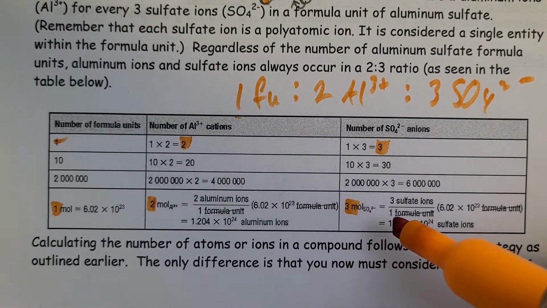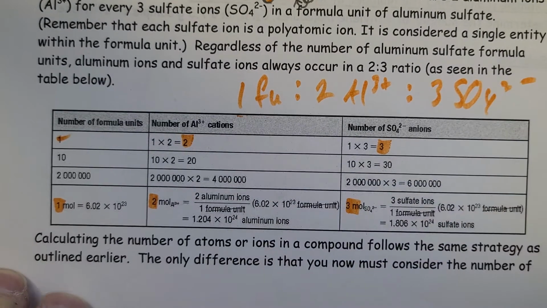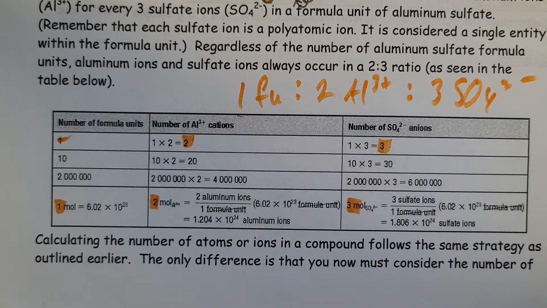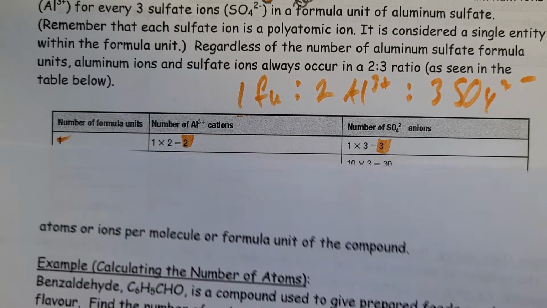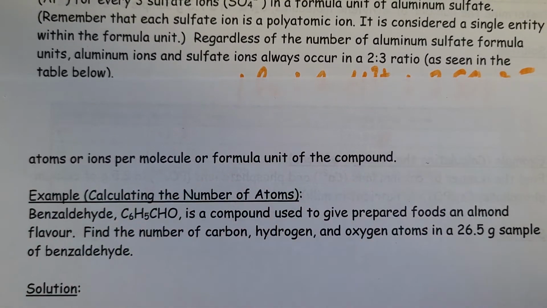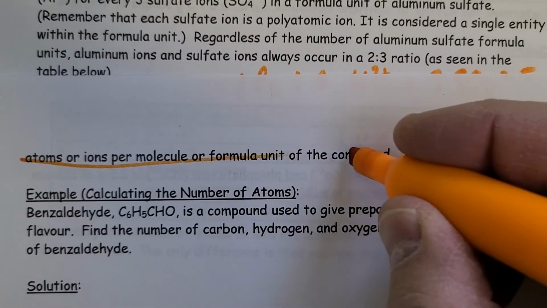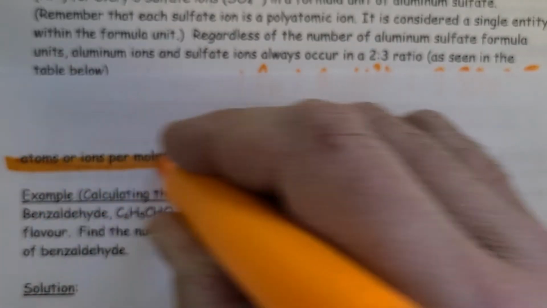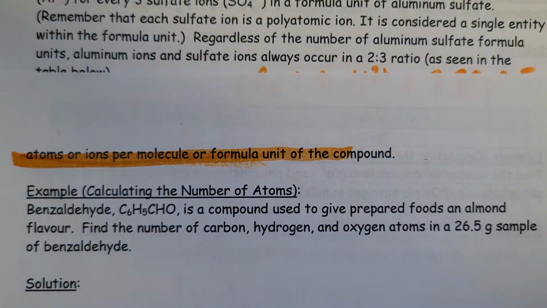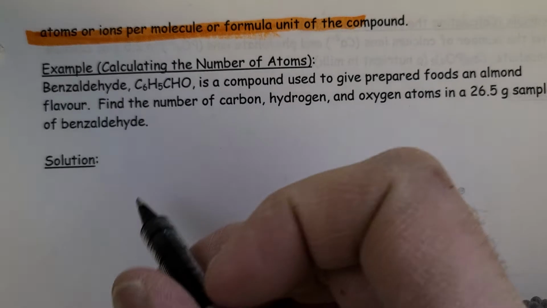Calculating the number of atoms or ions in the compound follows the same strategy as outlined earlier. Again, the only difference is what the material is we're talking about. So atoms or ions per molecule is how you would do that. Formula unit deals with ions, whereas molecules deal with atoms. All right, so let's look at an example.